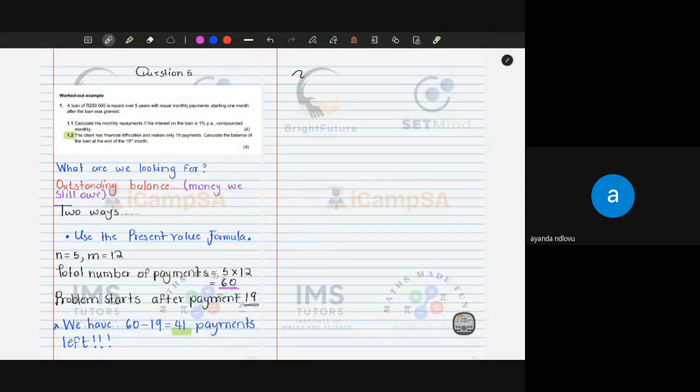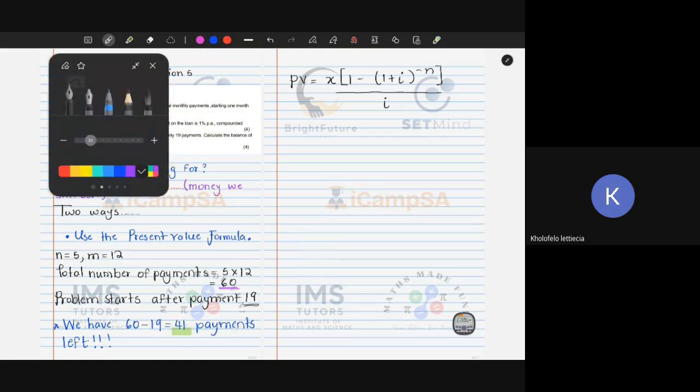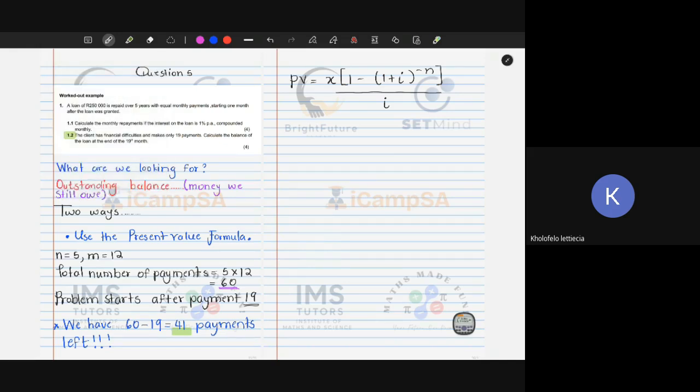So now I'm going to go to my formula, which we know PV equals X times 1 minus (1 plus i) to the power of negative n, and this will be divided by i. Are we not putting OB? OB for outstanding balance. Yes.